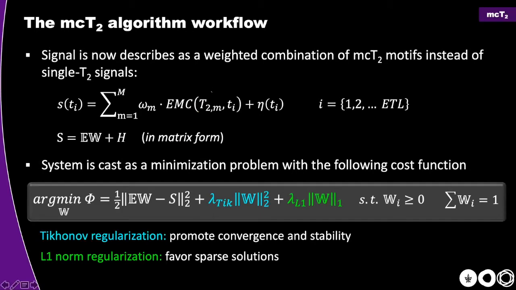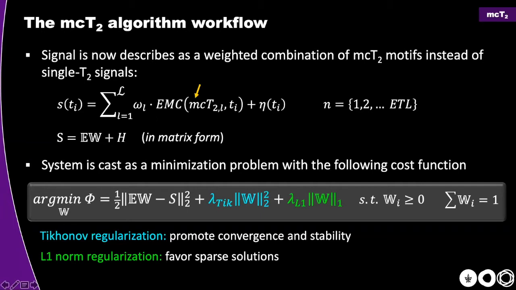So before, I showed you that the signal in time is a sum over different T2 values, each one with its own weight. And now I'm switching. Instead of looking at EMCs which are single T2, I'm looking at EMCs which are motifs, which I already know have a very good chance of describing my sample.